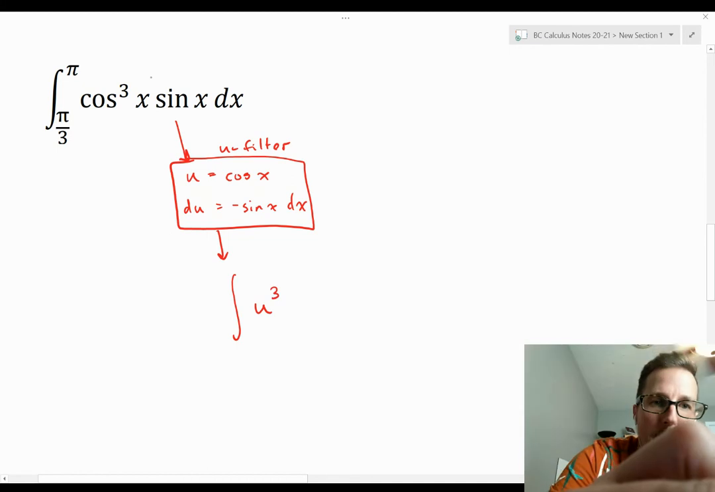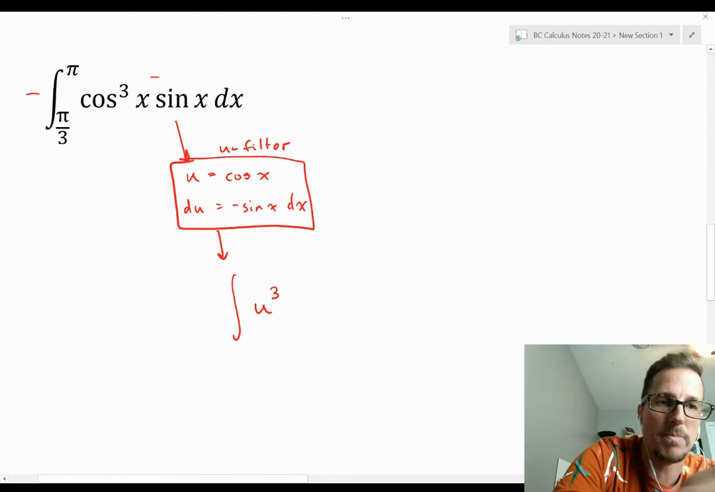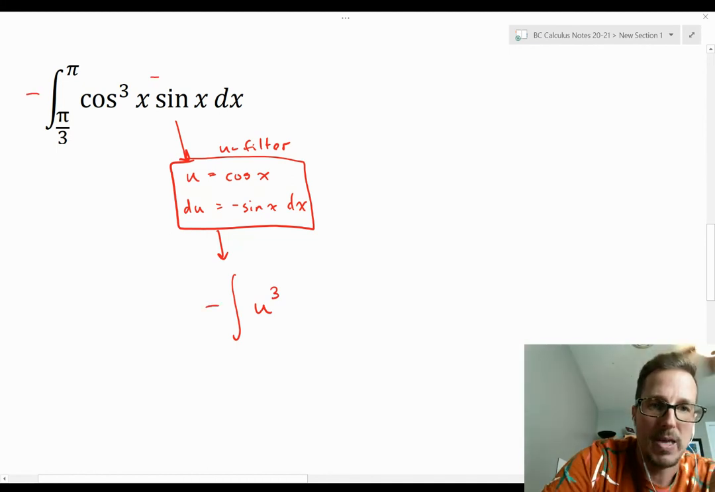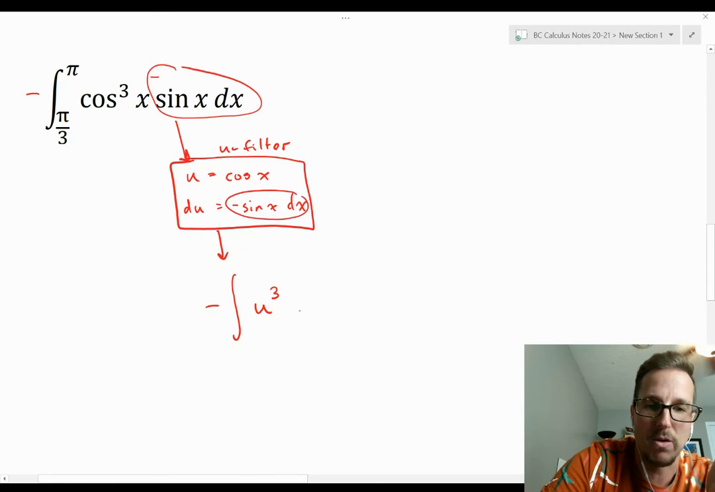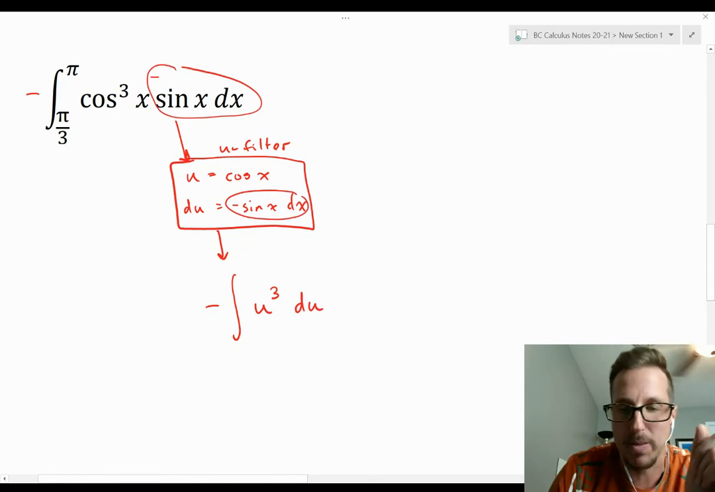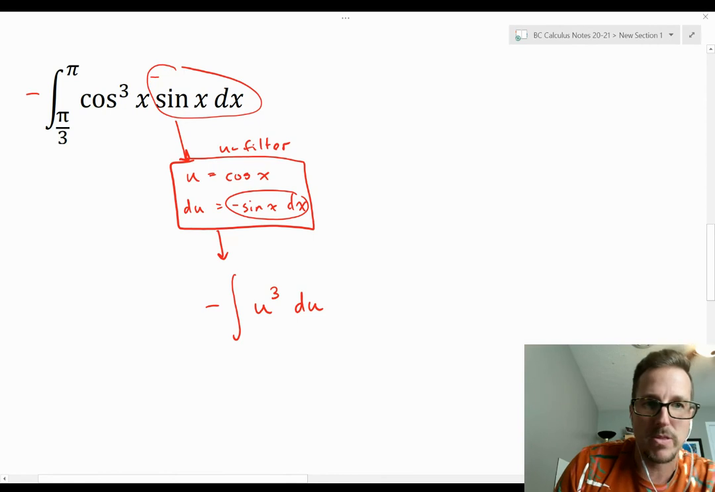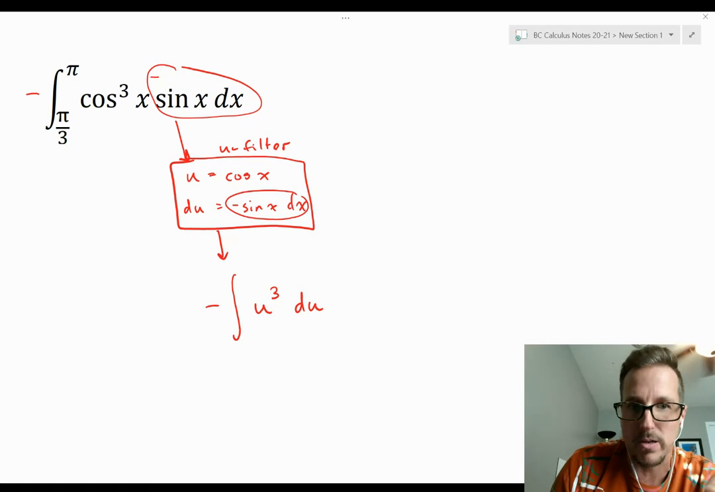We need to multiply by -1, multiply the outside by -1, and then negative sine x dx swaps out for du. Now let's worry about the limits. The limits pi over 3 and pi cannot be recycled. We've got to send them through the u filter.